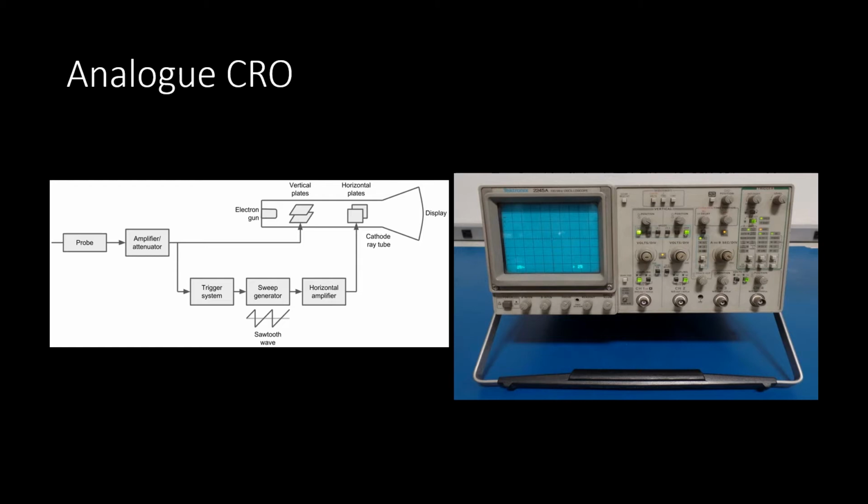Then these electrons are fired on a display. The display is usually made up of a fluorescent screen. So whenever an electron hits it, it glows. In this manner, you can detect any waveform through the probes.